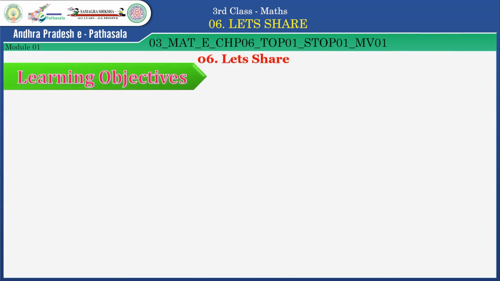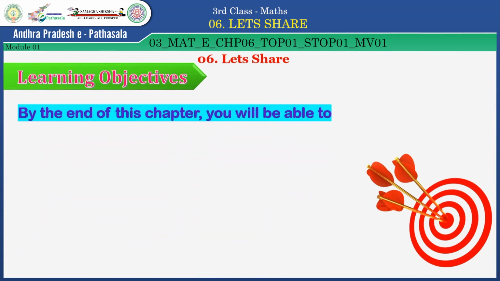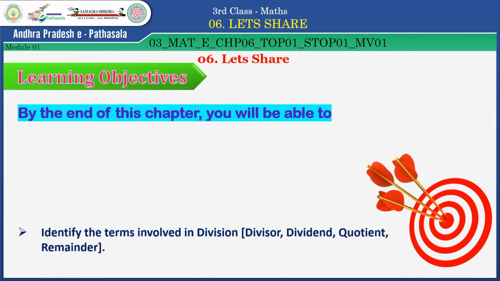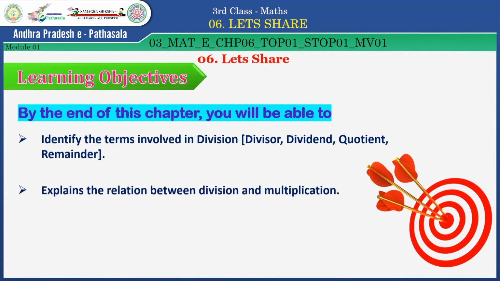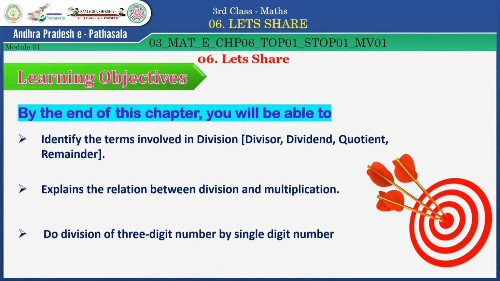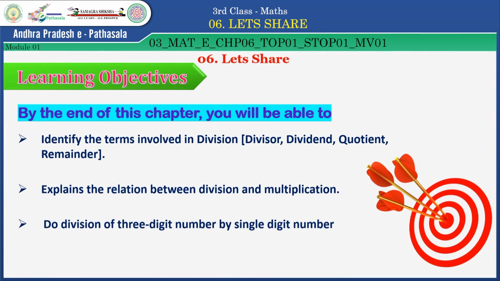What are the learning objectives of this chapter? By the end of this chapter, students will be able to identify the terms involved in division, that is, what is divisor, what is dividend, what is quotient, and what is remainder. Also explain the relation between division and multiplication. Also do the divisions of three-digit number by single-digit number, and also recognize the odd numbers or even numbers.